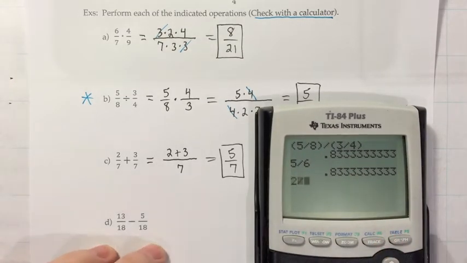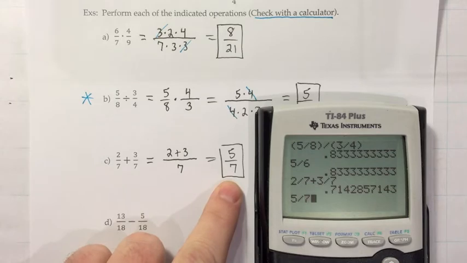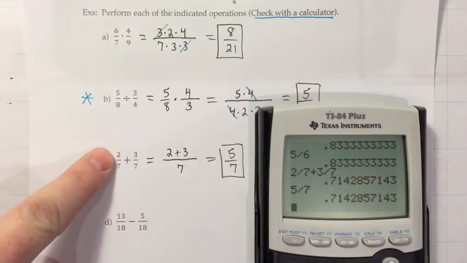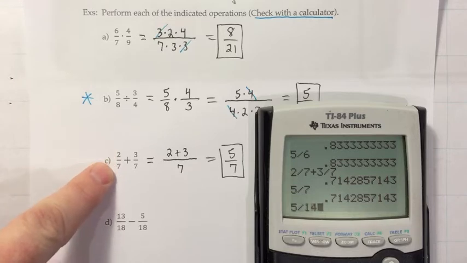So if I take 2 over 7 plus 3 over 7, I get that. If I take 5/7, I get the same thing. But if I thought that what I was supposed to do was add the tops and add the bottoms, I get something different than the original.